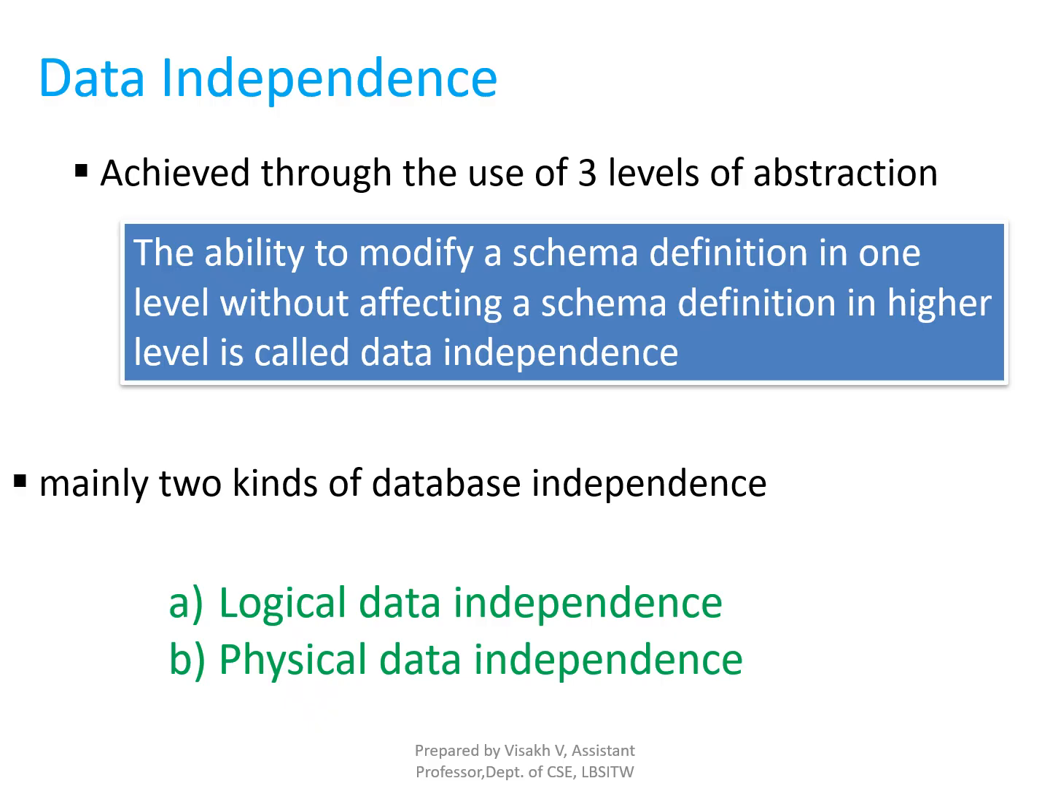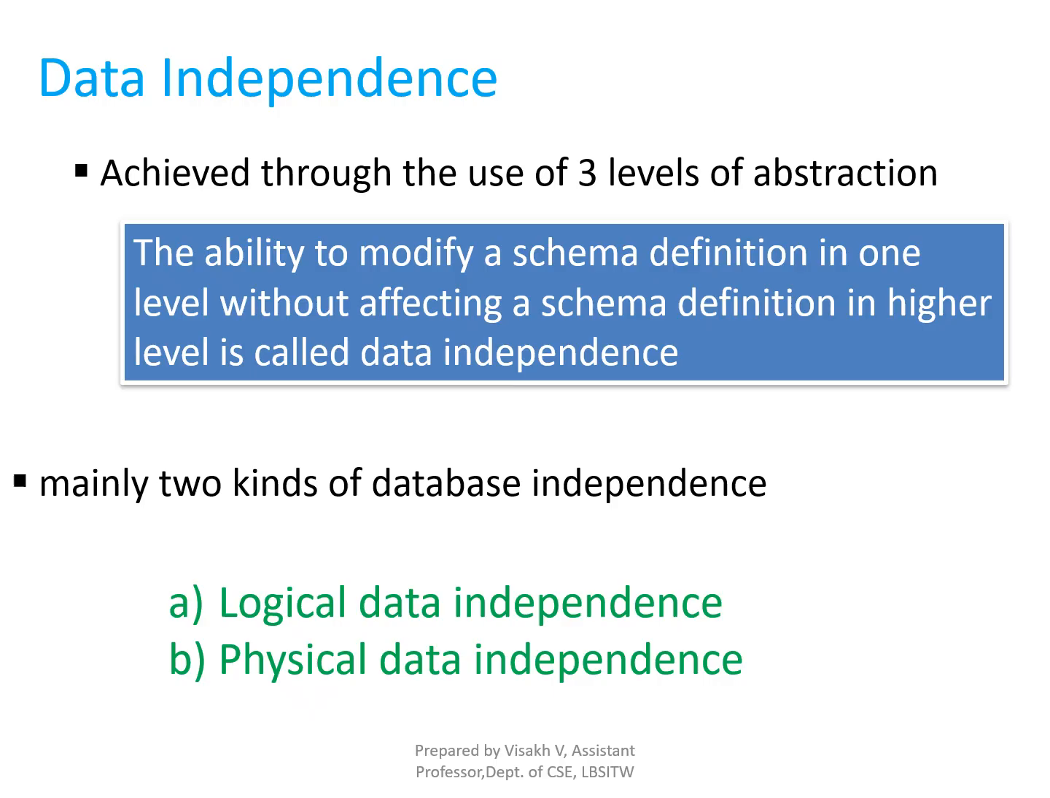Now come to the next point, data independence. Before we learn about data abstraction, some basic concepts you have to clear: what is the schema, what is the instance, and what is the data independence. So data independence means what? The ability to modify schema definition in one level without affecting a schema definition in the higher level is called data independence.